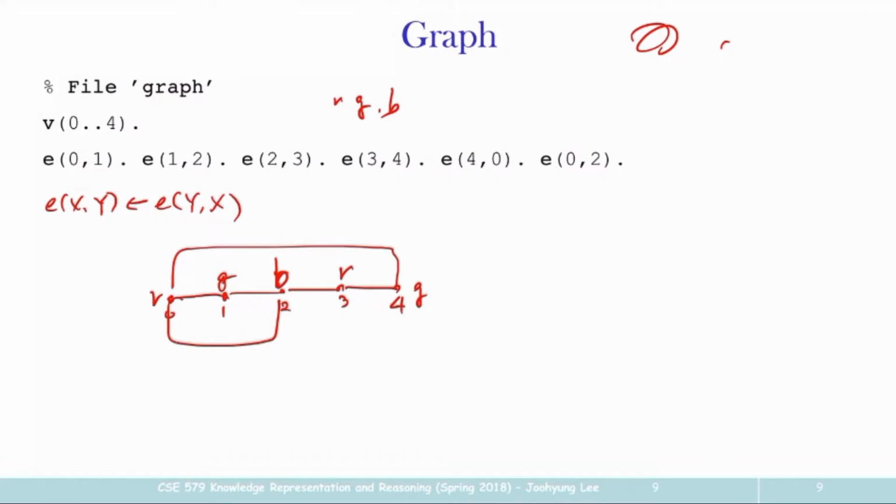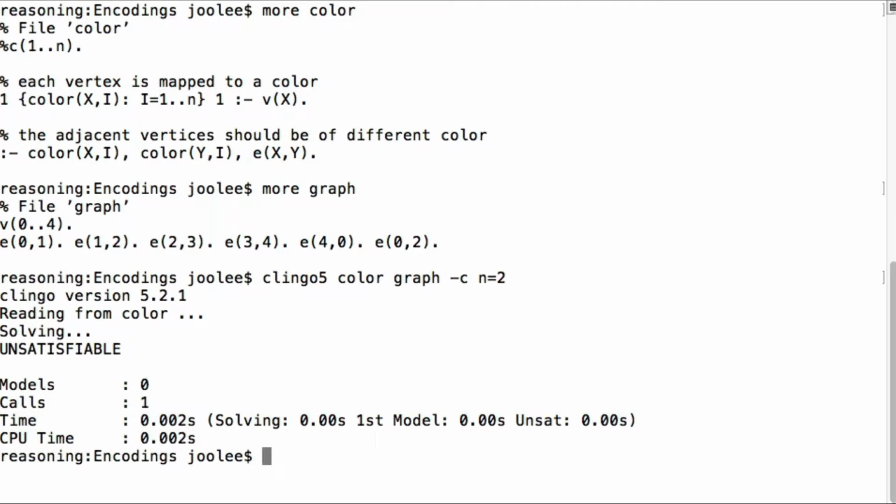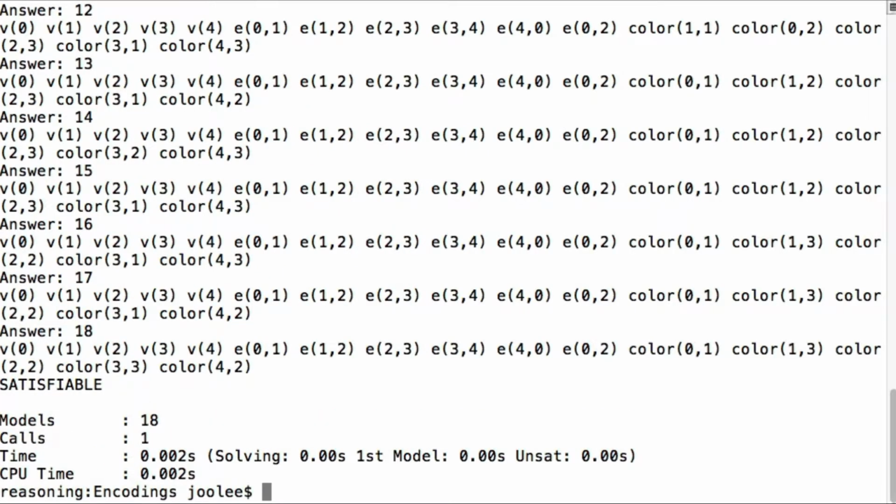Okay. How many possibilities are there for 3-coloring? Well, let's check. n equals 2 in this case is unsatisfiable, as we just checked. If you have 3, let's try to generate all solutions. There are actually 18 possible solutions. So many of them are actually permutations. Okay? Are we together? Okay.